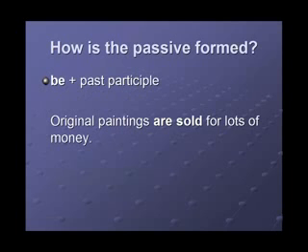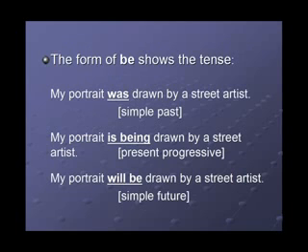How is the passive formed? We use be plus the past participle. Original paintings are sold for lots of money. Here, the form of be is are, and the past participle of sell is sold. Are sold. It's the form of be that shows us the tense.